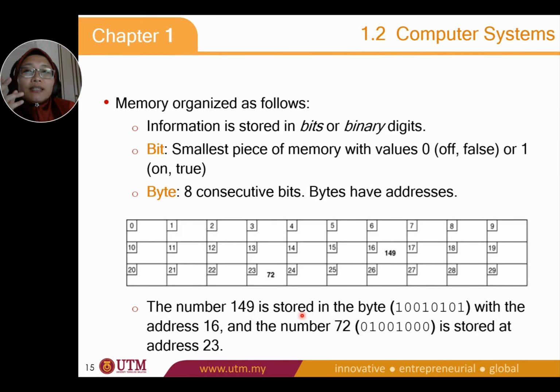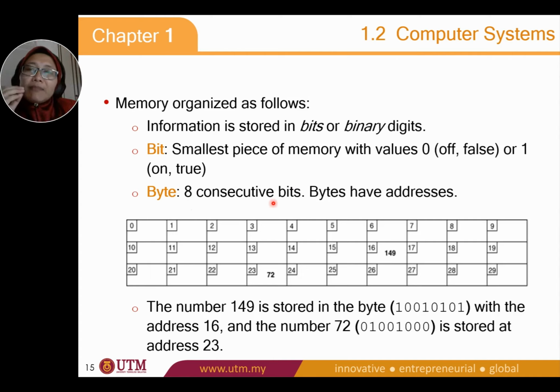What does this mean? To the next slide. Now, memory is organized as follows. We have here bit and byte. Information is stored in bits or bytes. So what is a bit? A bit is the smallest piece of memory. In computers, that's represented by zeros and ones. Zero usually represents the status of off or false, while the number one represents the status of on or true.